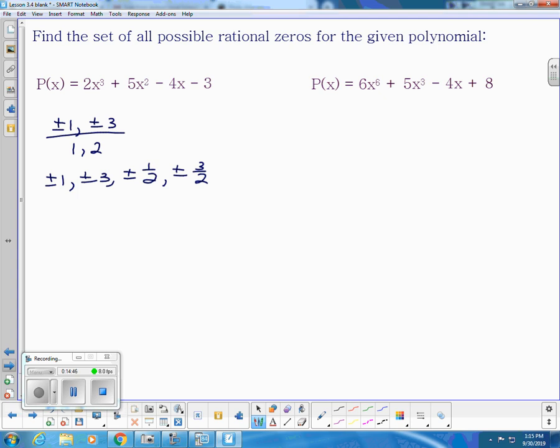Just looking at this function, it's easy breezy. I can see a 1. If I put a 1 in here, I get 2 plus 5 minus 4 minus 3, which is 0, right? So I know that if I plug 1 in, I get a 0. So 1 is a 0. What's the factor? x minus 1 is a factor.